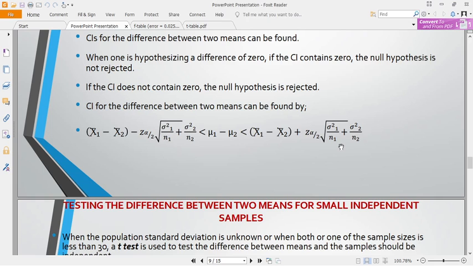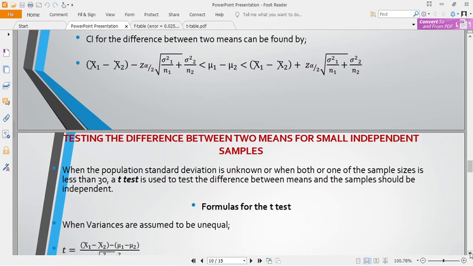And when you get a zero, then you do not reject the null hypothesis. But when you don't get a zero, you reject the null hypothesis and take on the claim.